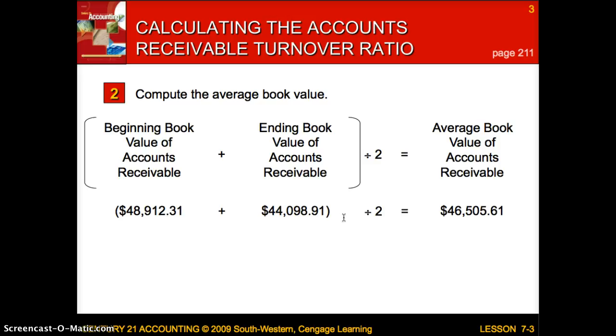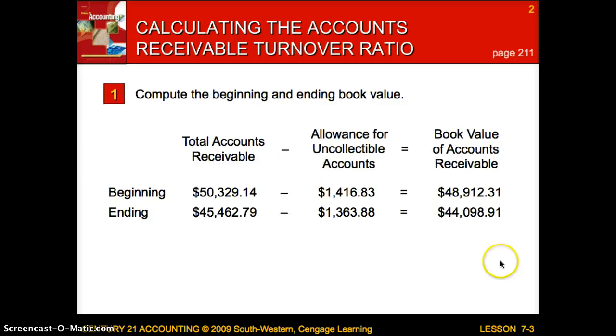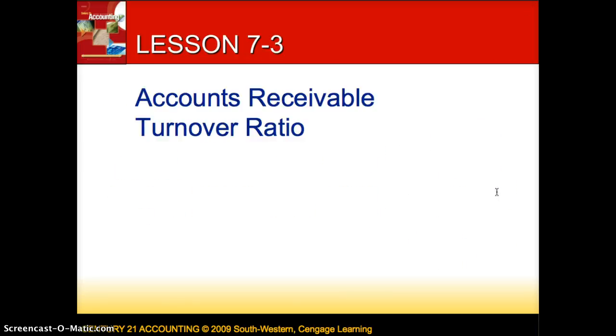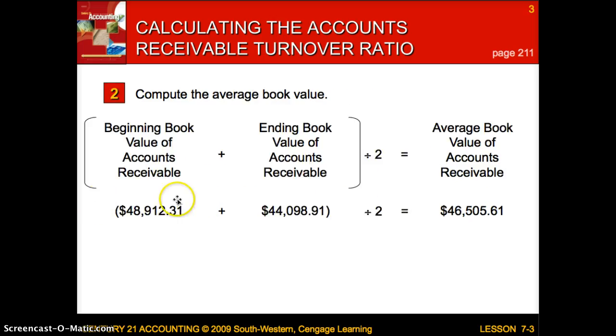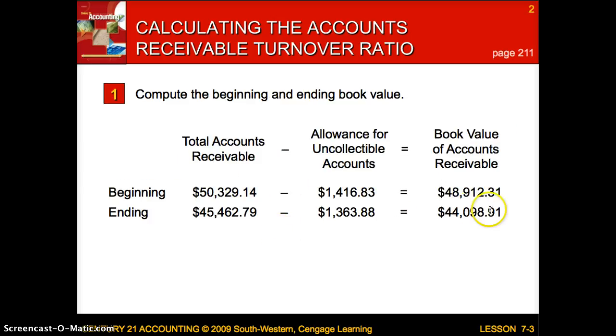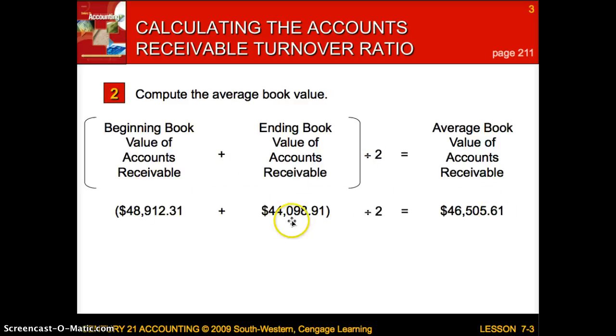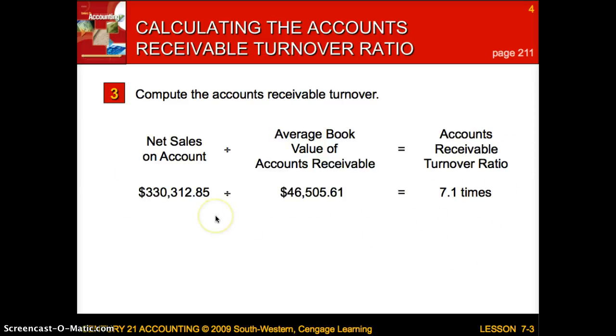To do this, we'll compute the average book value, which we did previous to this. So we're going to take this $48,912.31, and that is our beginning book value of accounts receivable plus our ending book value of accounts receivable, right here, $44,098.91, divide by 2 to get our average book value of accounts receivable. Okay, and then we will take our net sales on account, divide that by our average book value of accounts receivable, and that will give us our accounts receivable turnover ratio.